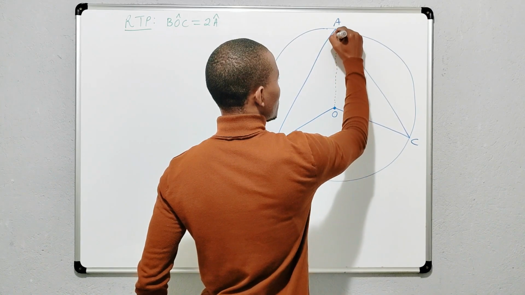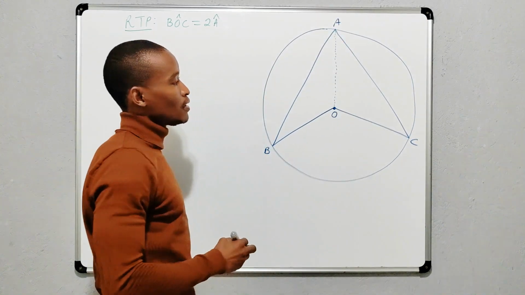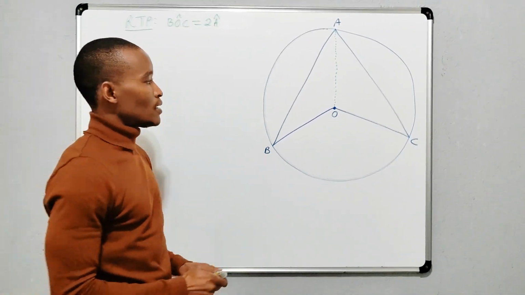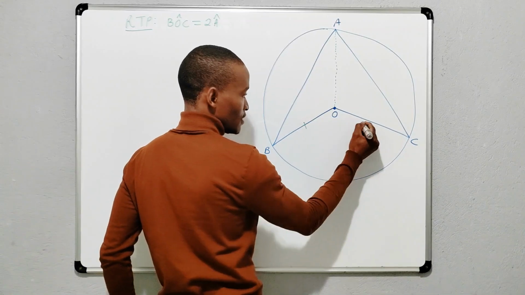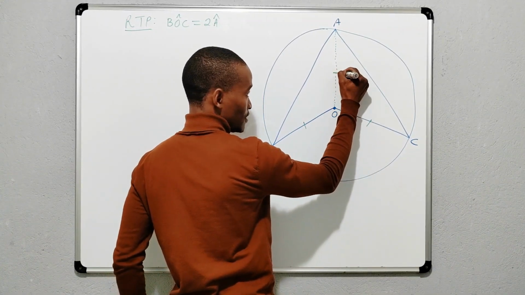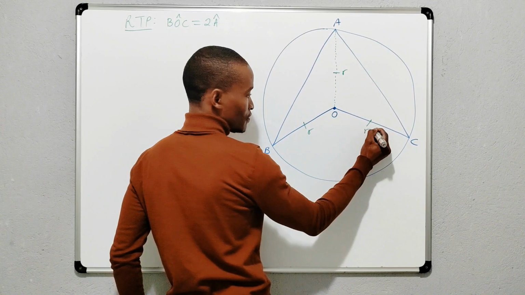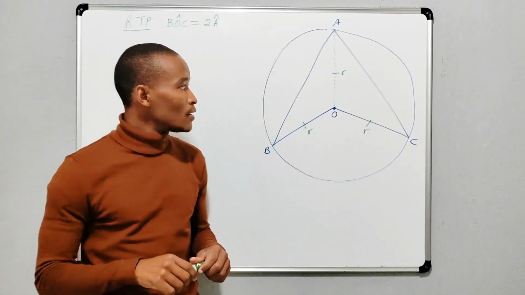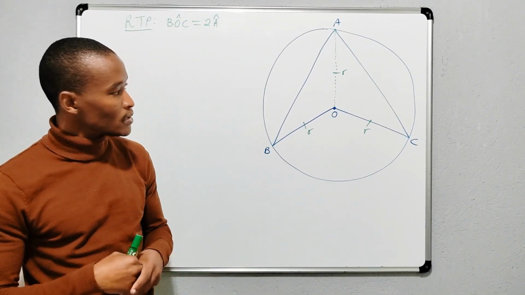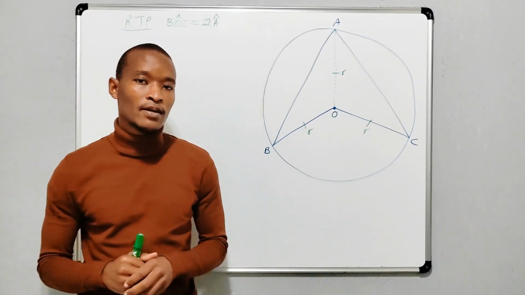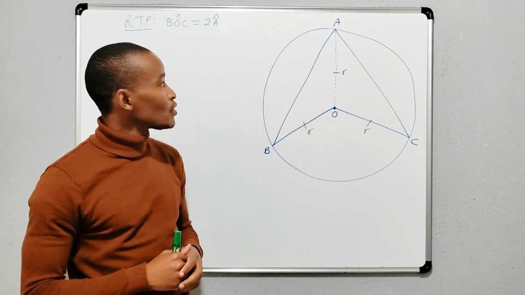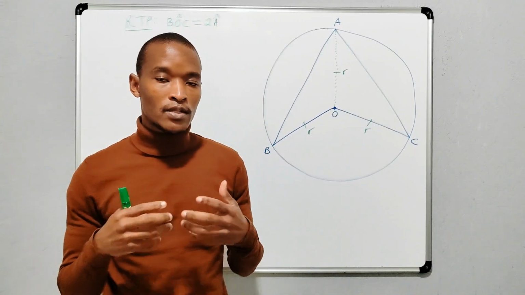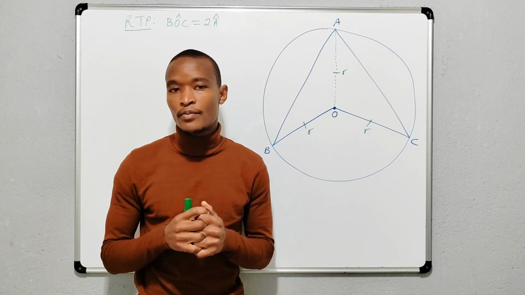We just join A and O, and that becomes your radius. And you can clearly see that that is a radius, that is a radius, and that is a radius. So I prefer even indicating with that letter R to just make sure that I see what is happening in the diagram. Okay, so once you've created a radius line, you have done what? Produced two triangles in the process.